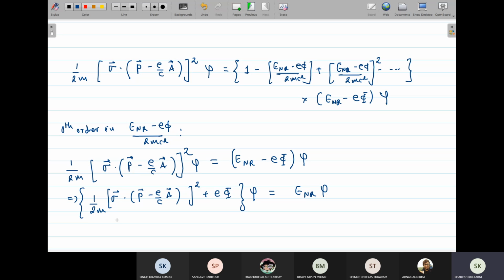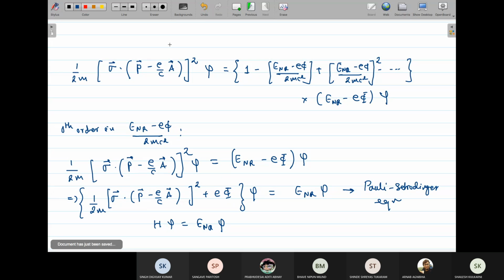So this is like your Schrodinger equation, H acting on phi equal to E_NR phi. But this is a two component spinor, so it's not actually the Schrodinger equation, it is a modified version of it. It's called the Pauli-Schrodinger equation. I will explain later on what this Pauli-Schrodinger equation is.